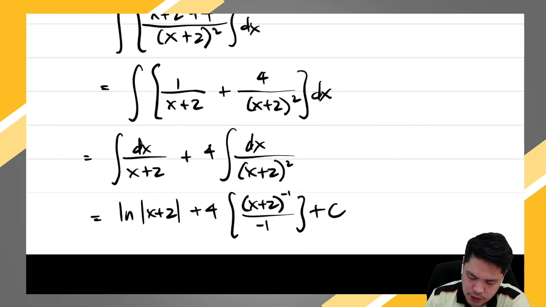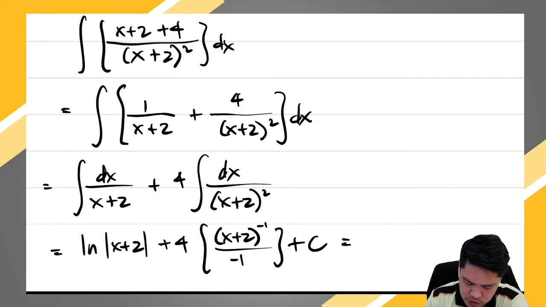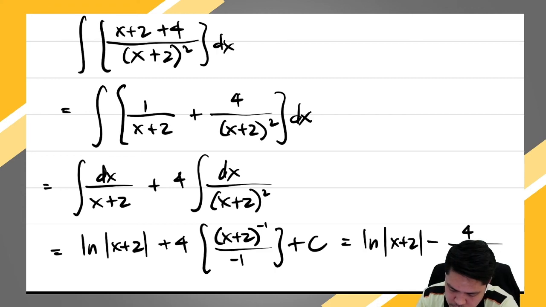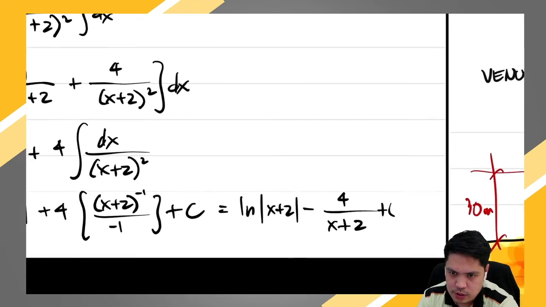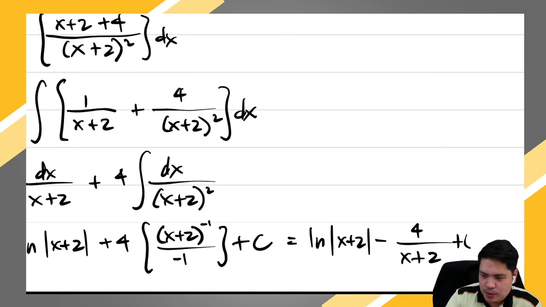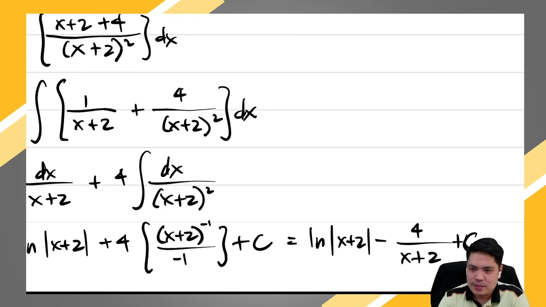So our final answer is ln of x plus 2, plus 4, no, that would become minus 4 over x plus 2, plus c. Yan. So this is our answer.